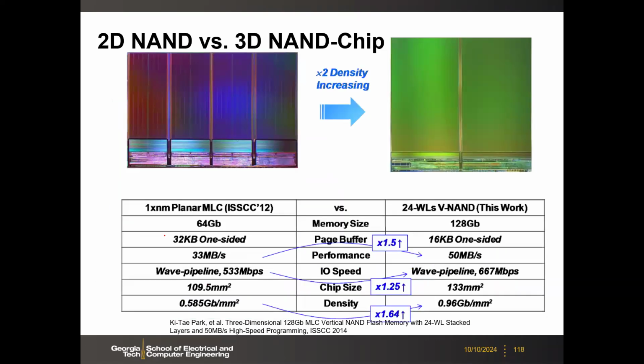Okay. So also in terms of the chip performance, here many improvements. For example, here compared to the 1X node MLC from the 2D versus the first 3D, like the bandwidth, program throughput, and also the I/O speed increases. The most critical one is the density. So density previously is about 0.6 gigabit per millimeter square. Now you get close to 1 gigabit per millimeter square.